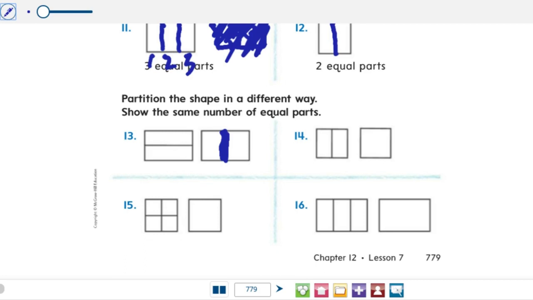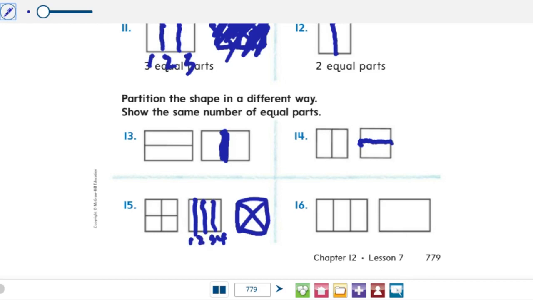For number 14, they went up and down, so now I need to go side to side, right? So I'm going to go over like this. Ooh, for number 15, they gave us that. Well, there's a couple of different ways I could do this, right? I could choose to cut it like this so that there are 1, 2, 3, 4 equal parts. I could also choose to cut it like this because then they're equal parts. All right, either one is fine. If you had another way, as long as there's 4 parts and they're all equal, that is a-okay.